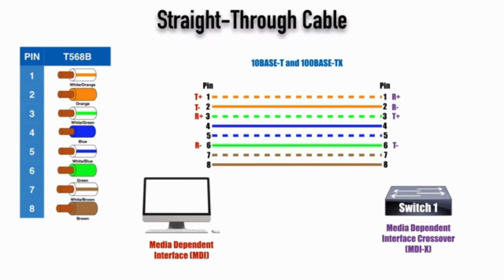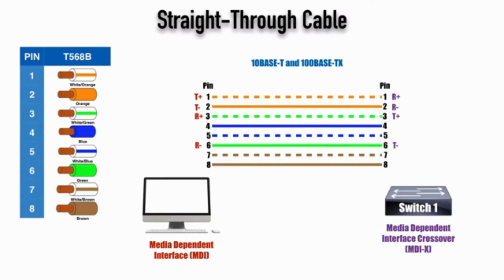Now, if I'm sending from something like a PC or even a router, the interface that I'm plugging my RJ45 connector into is called an MDI, a media dependent interface. And if I'm plugging into a switch or a hub, that port by default is going to be a media dependent interface crossover, or an MDIX. Notice how this works. The role of the pins on an MDIX device like a switch is different than on the MDI device.